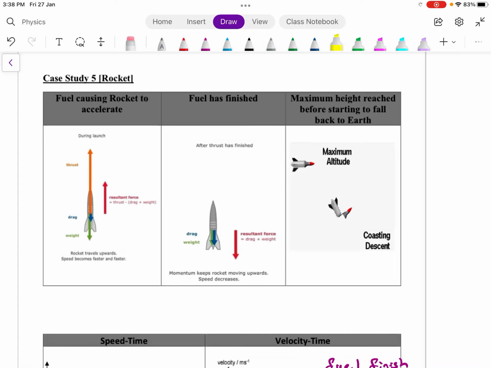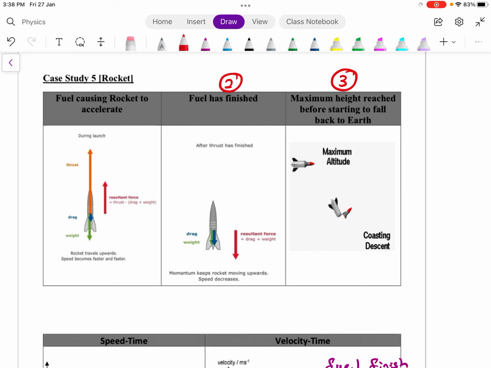Alright, so let's take a look at this case study 5 where we have a rocket rising. So the very first part of the journey is where the fuel will cause the rocket to accelerate. But the second part is where the fuel finishes. So there's no more fuel left, but the rocket will still rise and it will rise to the maximum height before it falls back to the earth.